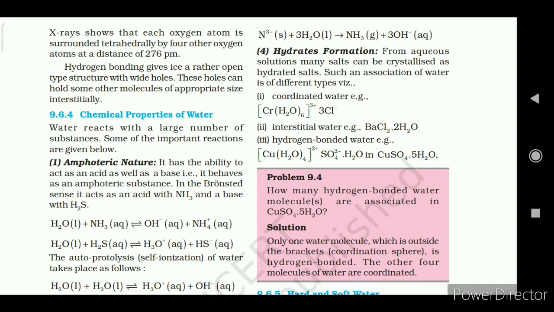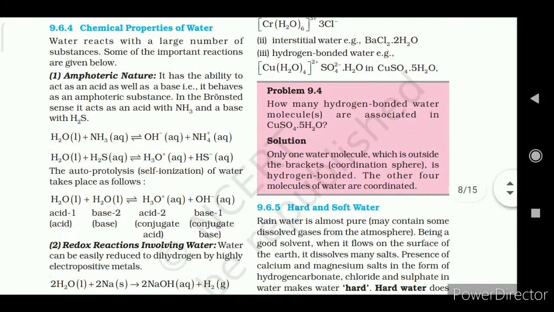Number 2. Redox reactions involving water. Water can be easily reduced to dihydrogen by highly electropositive metals.